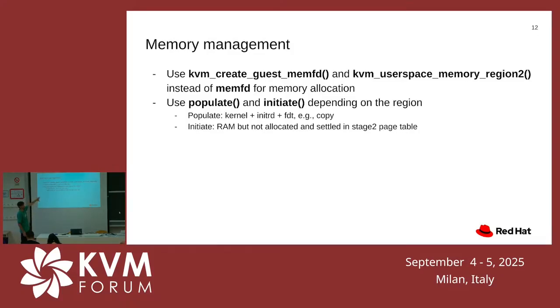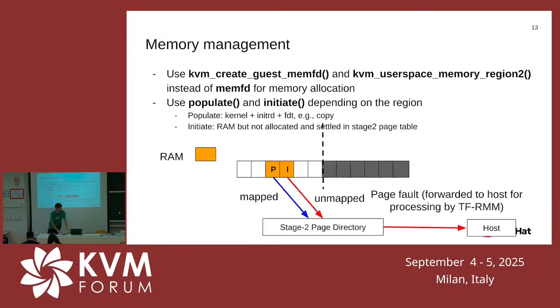And the pages that are initiated are those that are going to be used for RAM, but they are not allocated. So I think I have a picture for that. So basically, when it is signaled as RAM and is populated, all the accesses go well to the stage 2 page directory. However, for the initiated pages, we're going to trigger a page fault, and the RMM is going to forward it to the host and then provide a fresh page to the stage 2.